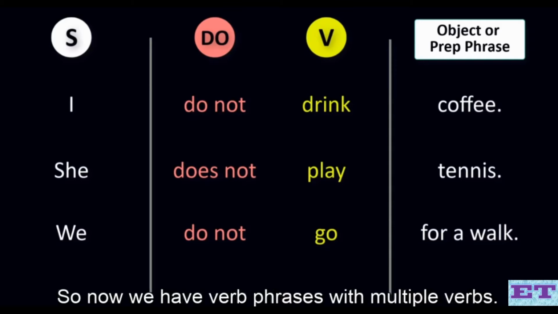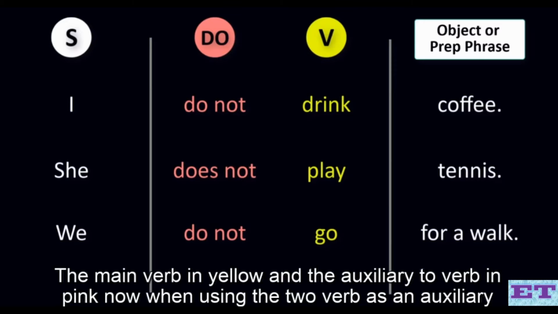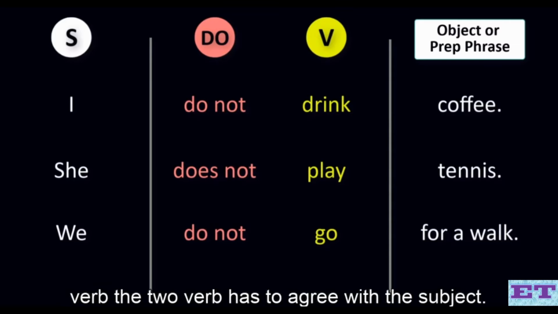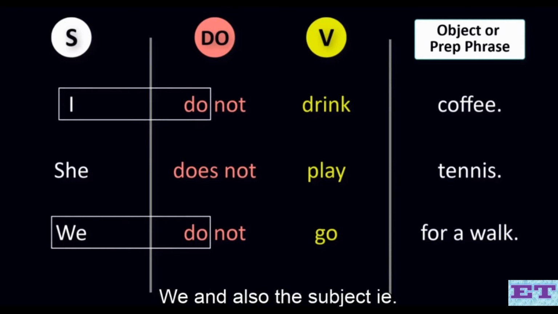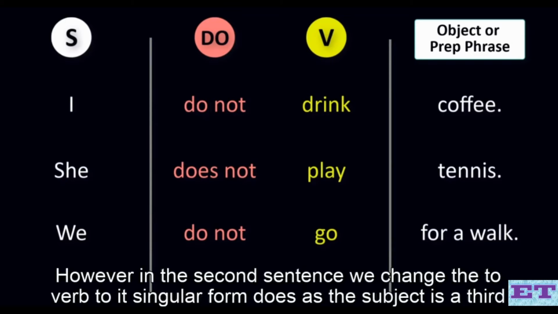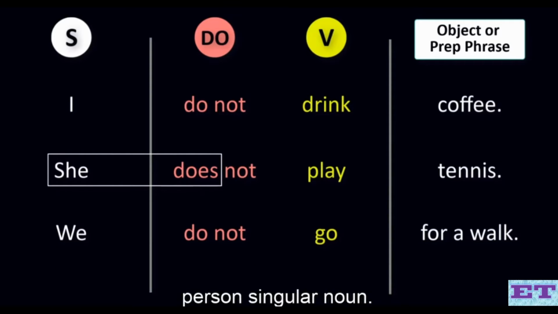So now we have verb phrases with multiple verbs, the main verb in yellow and the auxiliary do verb in pink. Now, when using the do verb as an auxiliary verb, the do verb has to agree with the subject. So in the first and the third sentence, we use the plural form as it agrees with the plural subject we and also the subject I. However, in the second sentence, we change the do verb to its singular form does, as the subject is a third person singular noun, she.